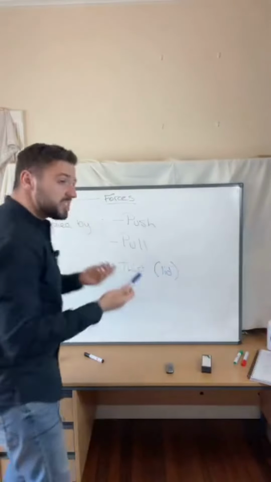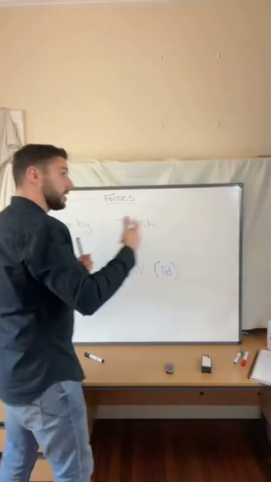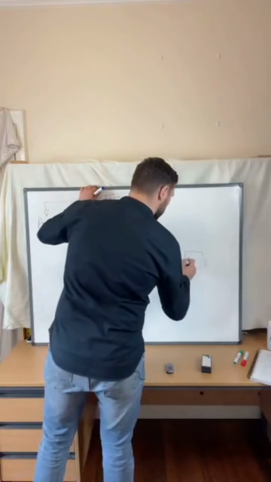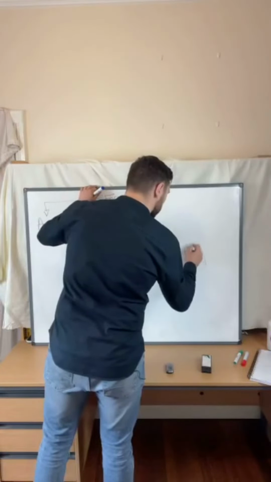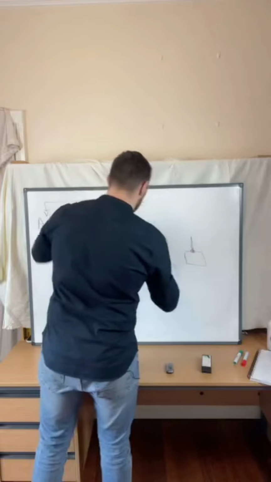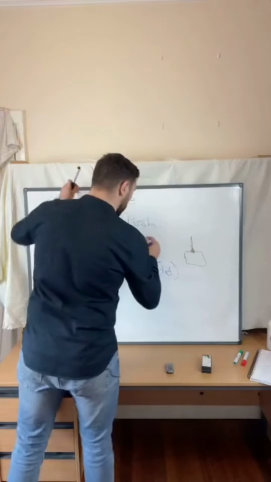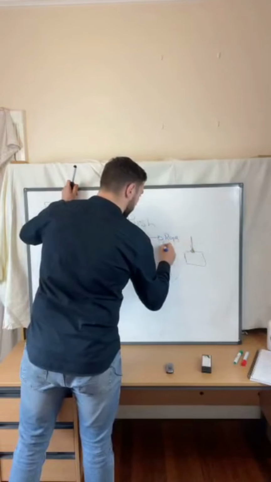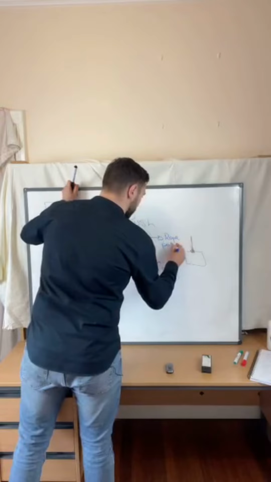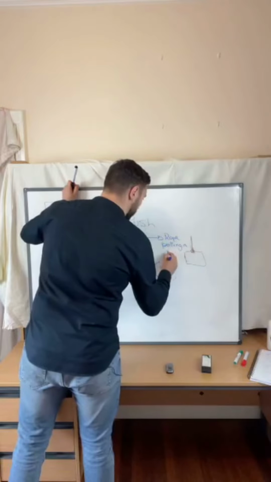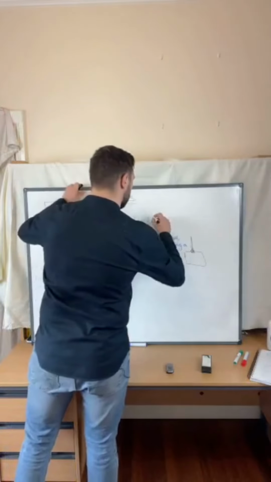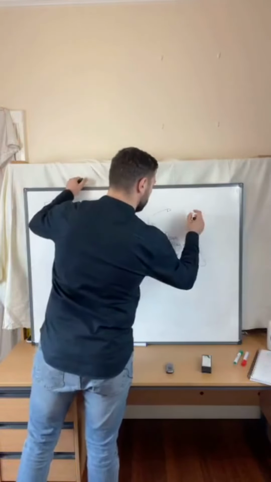A pull is pretty straightforward. You can think of something like if you had a box and there was a rope attached to it on top. That would be your pull. A rope pulling a box.